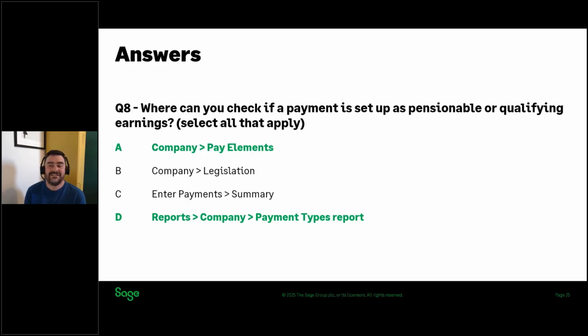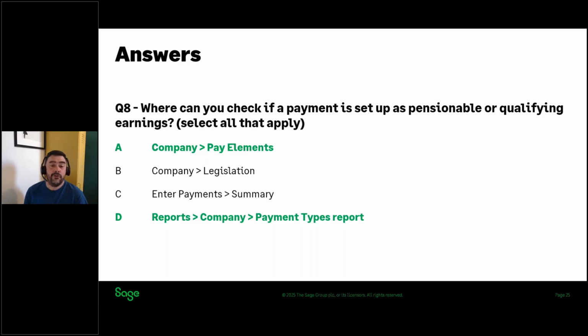So there are 2 correct answers for this one. It's company and pay elements, where you can check an individual payment's pay element settings. And also there's a report where you can check the setting for all payments at the same time. So it's the payment types report that you find from reports and company.